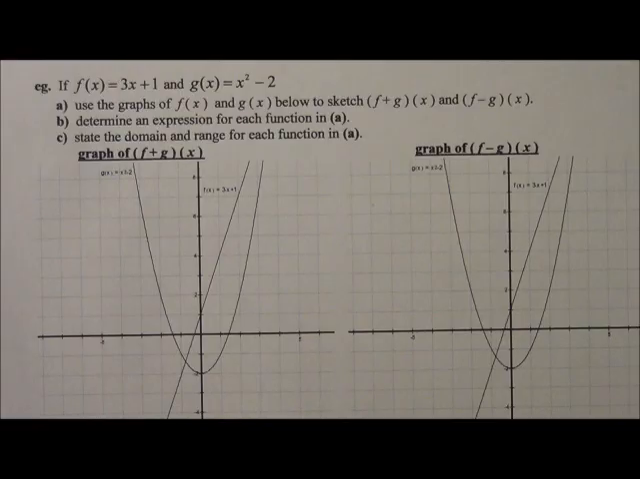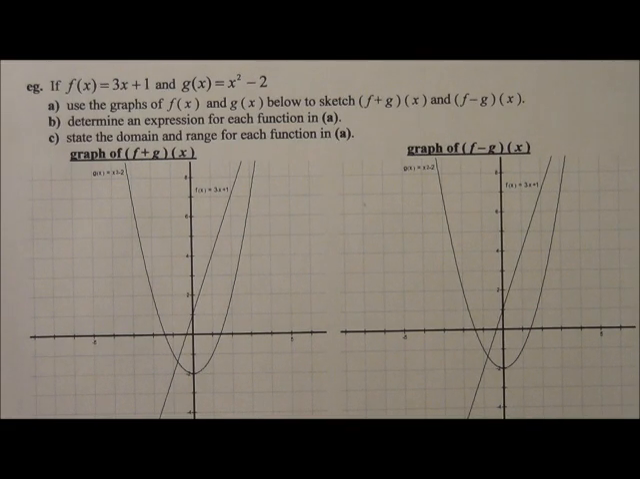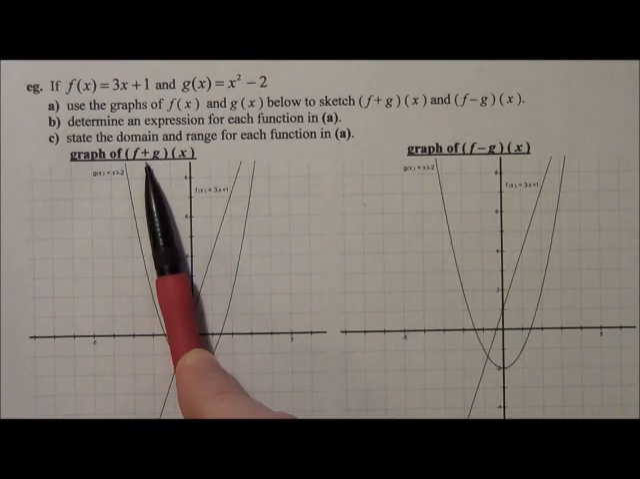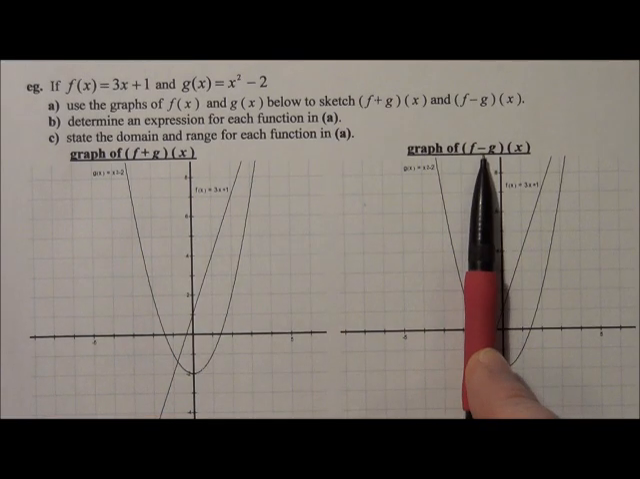Now we have a couple of functions. We've got f of x is 3x plus 1, and g of x is x squared minus 2. We want to use these two graphs that are graphed for you below and sketch f plus g of x and f minus g of x. So we'll sketch f plus g of x on this left-hand graph and f minus g of x on the right-hand graph.